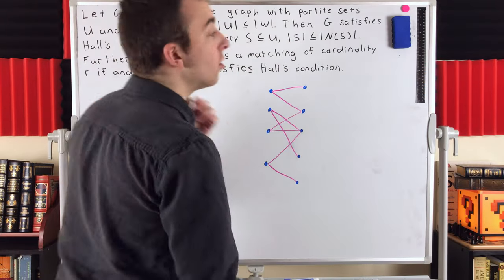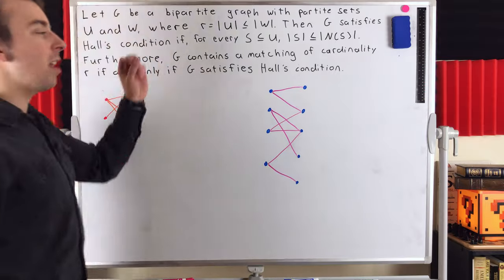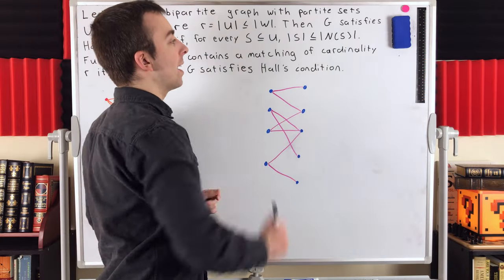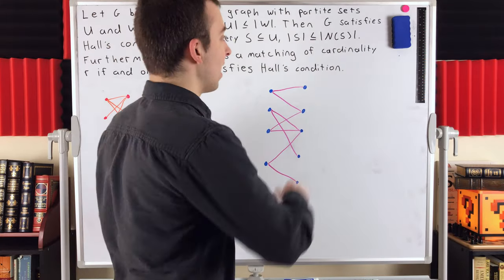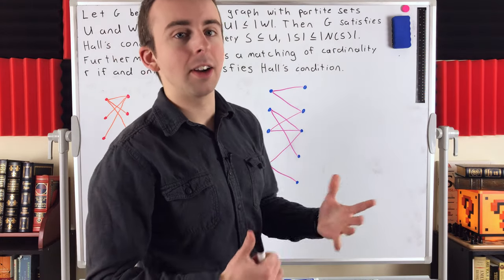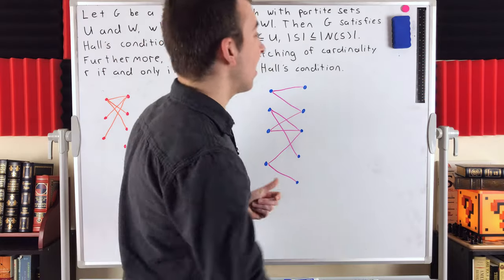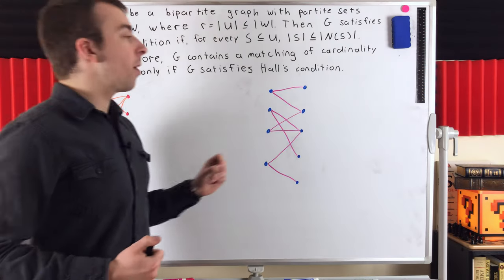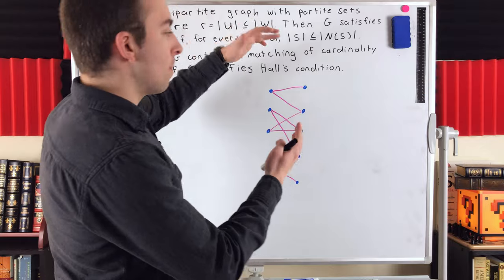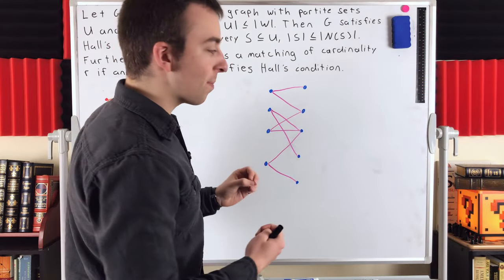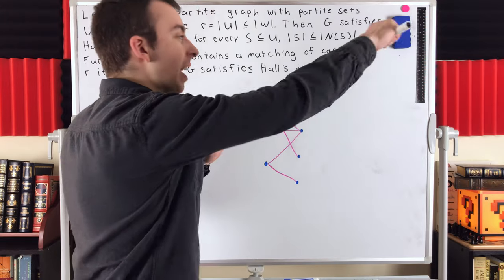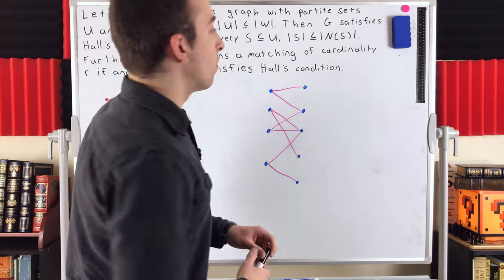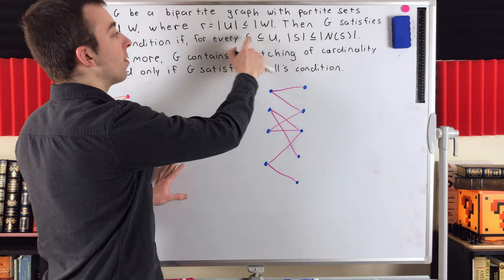Then the bipartite graph G is said to satisfy Hall's condition if, for every subset S of that smaller partite set U, S has as many or fewer vertices than it has neighbors. That N of S is the neighborhood of S. It's the set of all vertices adjacent to vertices of S. So really the idea behind this condition, if a bipartite graph satisfies the condition, then we could pick any subset of that smaller partite set, and if the graph satisfies the condition, we're guaranteed to have sufficiently many neighbors to match those vertices to.